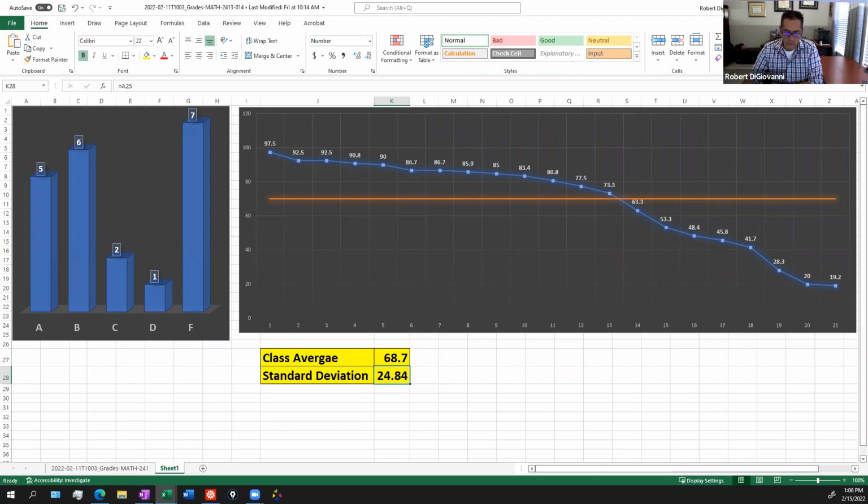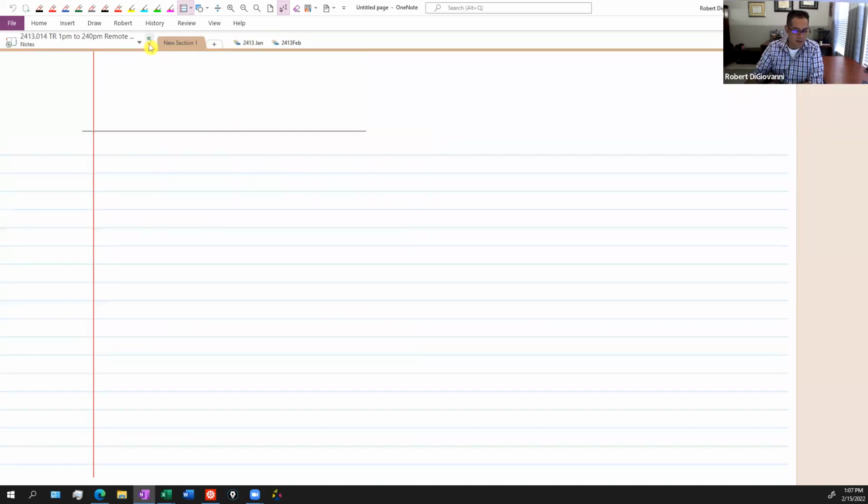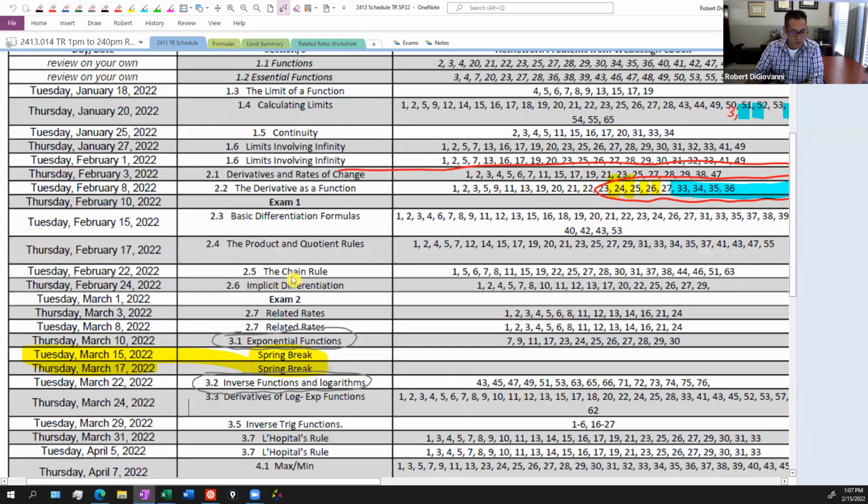Okay. All right, so today we're going to do 2.1, derivatives and rates of change. Then next class we will do the derivative as a function. We are still behind. I don't think we're going to get caught up until the end of chapter 2. I think when we get to 3.1, 3.2 is when we'll catch up. But for now, we're going to do 2.1 today, and then next class we'll do 2.2.